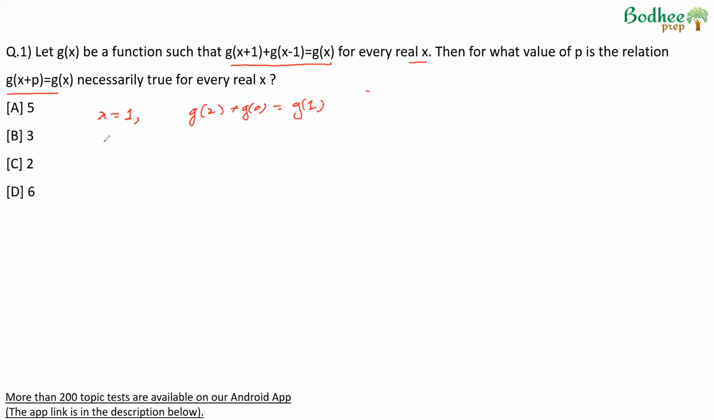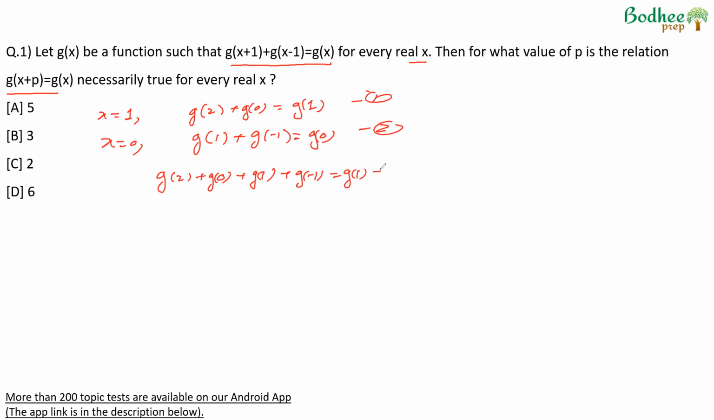If I put x = 0, we will have g(1) + g(-1) = g(0). Two terms are the same. If this is equation 1 and this is equation 2, and we add them, we get g(2) + g(0) + g(1) + g(-1) = g(1) + g(0). These two can be cancelled, g(0) and g(1), and therefore we get g(2) = -g(-1). The difference between them is 3.